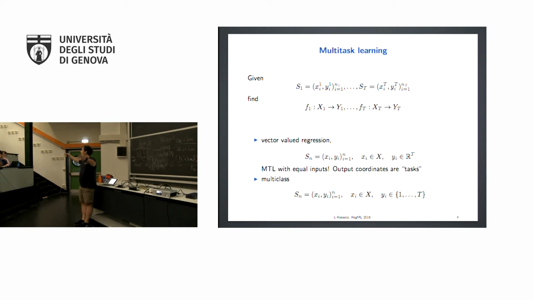It means that in some sense you can collapse all these different problems into one problem where the output is a vector. The coordinate of the vector of output can be seen as tasks. The first task is learning the first coordinate of the output vector. The second task is learning the second coordinate, a third, and we can go all the way down to T. Does it make sense? So vector-valued regression is the special case of multitask learning where the inputs are the same. As I mentioned already, we'll see that multi-class will be essentially reduced to vector-valued regression.